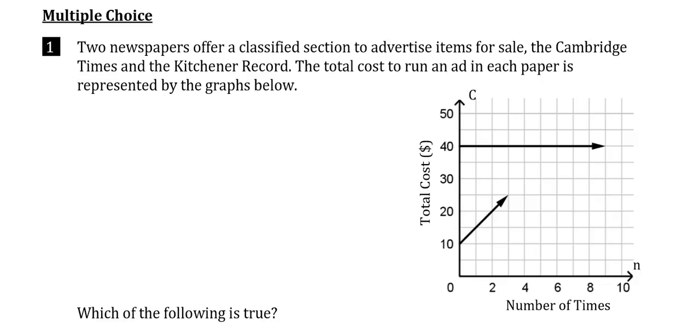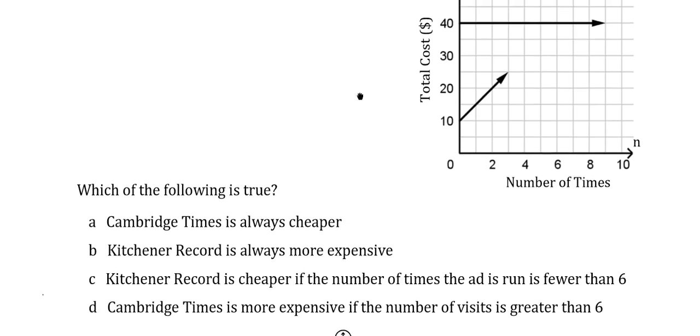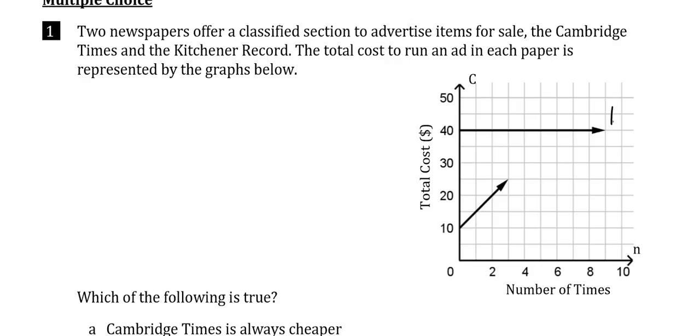Two newspapers offer a classified section to advertise items for sale, the Cambridge Times and the Kitchener Record. Total cost to run an ad in each paper is represented by the graphs below, although the labels are missing. So I think I'll have to fix this. I think this one's supposed to be Kitchener Record. So you add this to yours. Make sure you copy this down, otherwise it doesn't make much sense. And this one is Cambridge Times. That should be on the graph that would be given. Otherwise you don't know which is which.